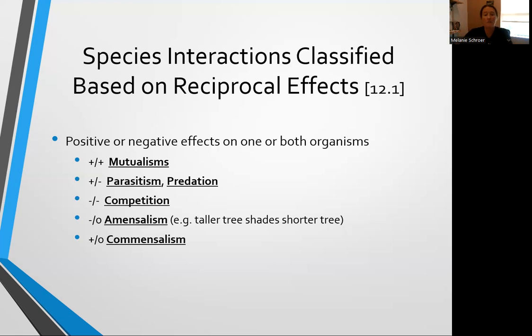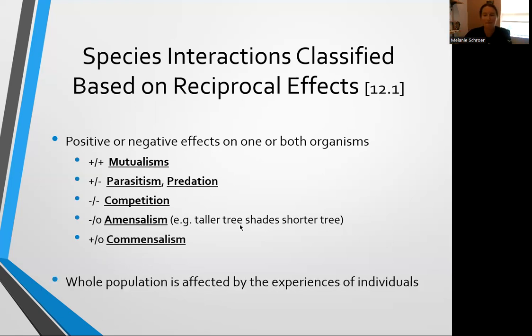Commensalism, this is when one species benefits and the other just isn't affected at all. Okay, so these are actually the 6 that we're going to be talking about in some way or another over the course of this lesson.